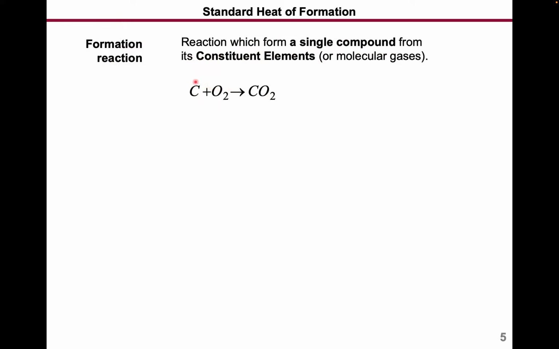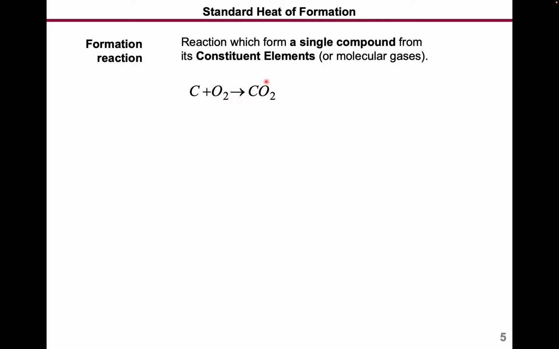So your reactants are either elements, right? So carbon is an element. And then O2, oxygen gas, is a molecular gas, right? So for these two reactants, if you see, it's not a compound. You only have one type of atom, carbon here, oxygen here. But now if you go through a formation reaction, carbon reacts with O2, forming CO2.